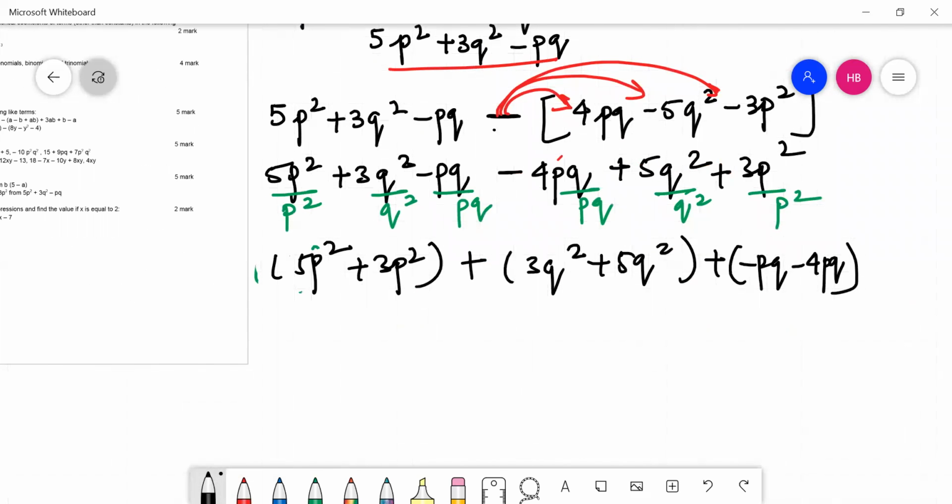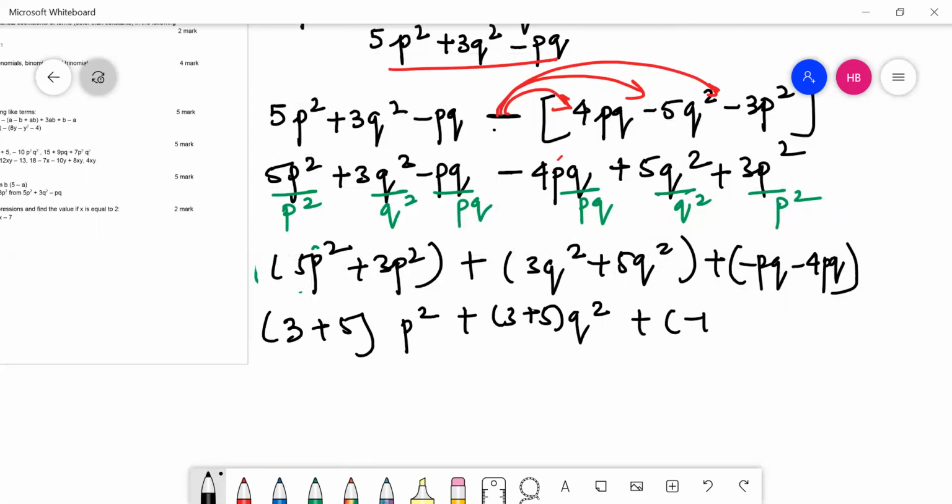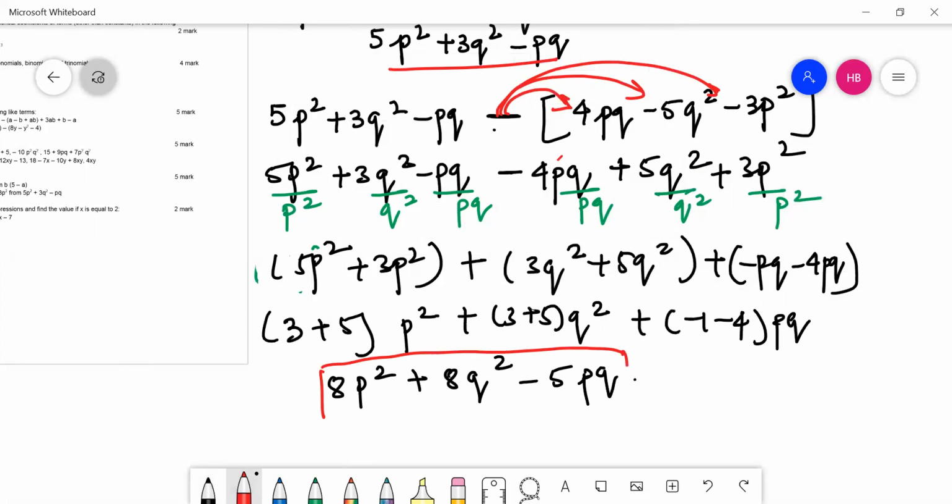Now I'm going to take the coefficients of these variable terms. So it would be 5 plus 3 p square, 3 plus 5 q square, then minus 1 minus 4 pq. So 5 plus 3 is 8 p square, 3 plus 5 is 8 q square, minus 1 minus 4 will give you minus 5 pq. That's the answer, guys. This is the answer for you.